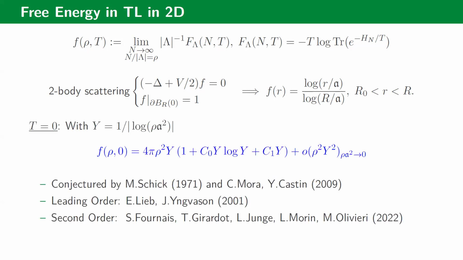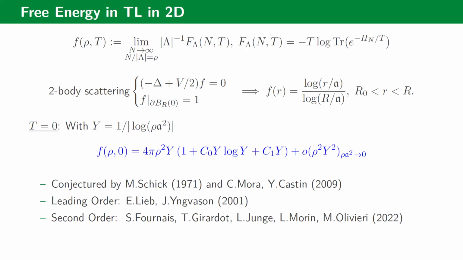And then there were some results on this free energy. So at zero temperature, where the free energy actually is just the ground state energy, you find this formula. As I said, we look at the dilute limit, so it's an expansion in this diluteness parameter y. If rho a squared is small, then also y is small.